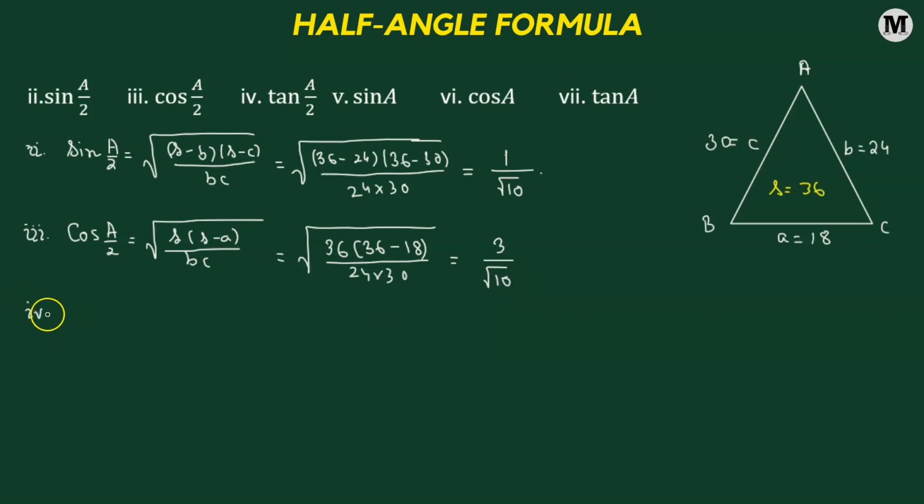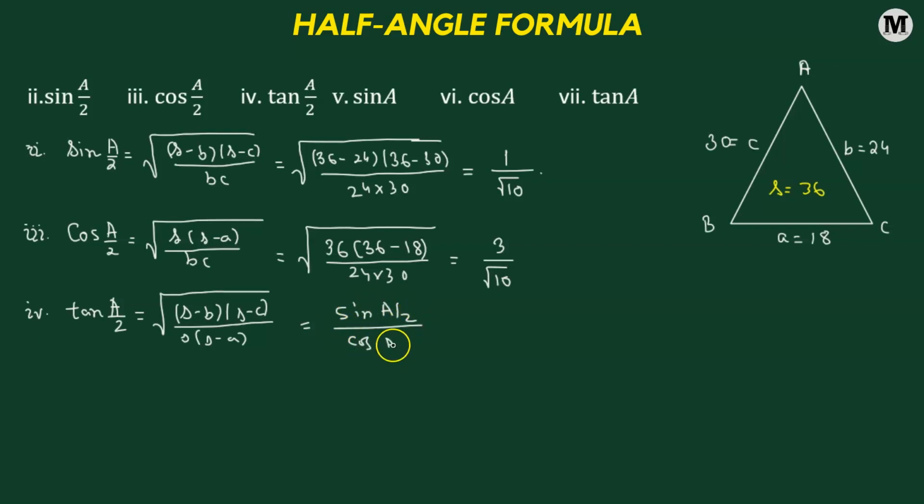Then finding the fourth one is an extremely easy task. So we need to find out tangent of A over 2. So we can use the standard formula. We have already derived a formula for finding the tangent of angle A over 2. That's given by the square root of (s minus b) multiplied by (s minus c), divided by s times (s minus a). So we can substitute the values for s, or what we can do, this is also equivalent to taking the ratio of sine of angle A over 2 divided by cosine of angle A over 2. Either way, we're going to get the same result. So this is going to be equal to 1 over 3.